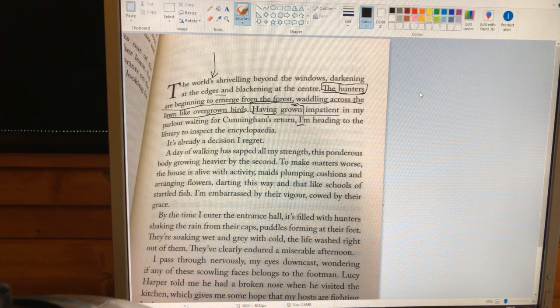So having grown impatient is describing the I, and because it's a participle phrase coming before the main clause, we need a comma before the main clause starts. So there's a very good reason for all of those commas being there.